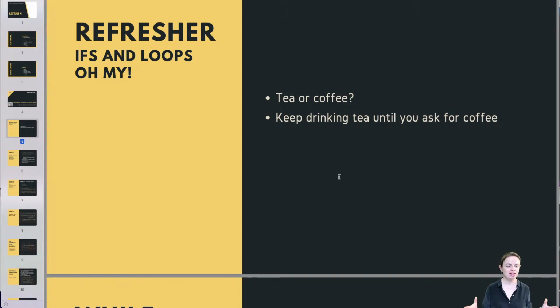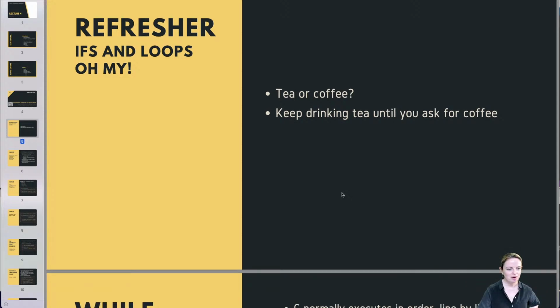Someone keeps talking about ice cream, and that's all I really want. I really want ice cream. It's been like days. I really need to just go and get ice cream so that we can move on to different examples. Tea or coffee? Keep drinking tea until you ask for coffee. I'm not really sure. This is what happens late at night when I'm drinking tea.